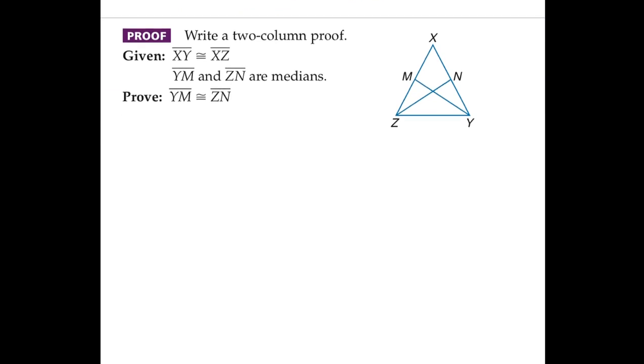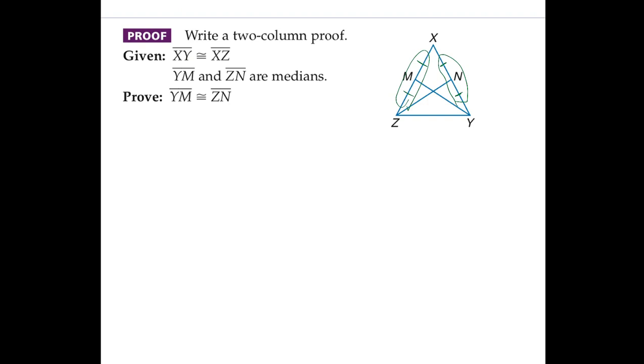Write a two-column proof. Flowchart. Okay, XY is the same. So we have this whole side is the same as this whole side. Again, we could use the base angle biconditional there. Then YM, and those are median. So what does it mean to be a median? That means it cuts this and this into congruent parts, and it cuts this and this into congruent parts. Okay, but since these two sides are the same, actually, we don't need different markings. It's actually going to be that these are the same, right?